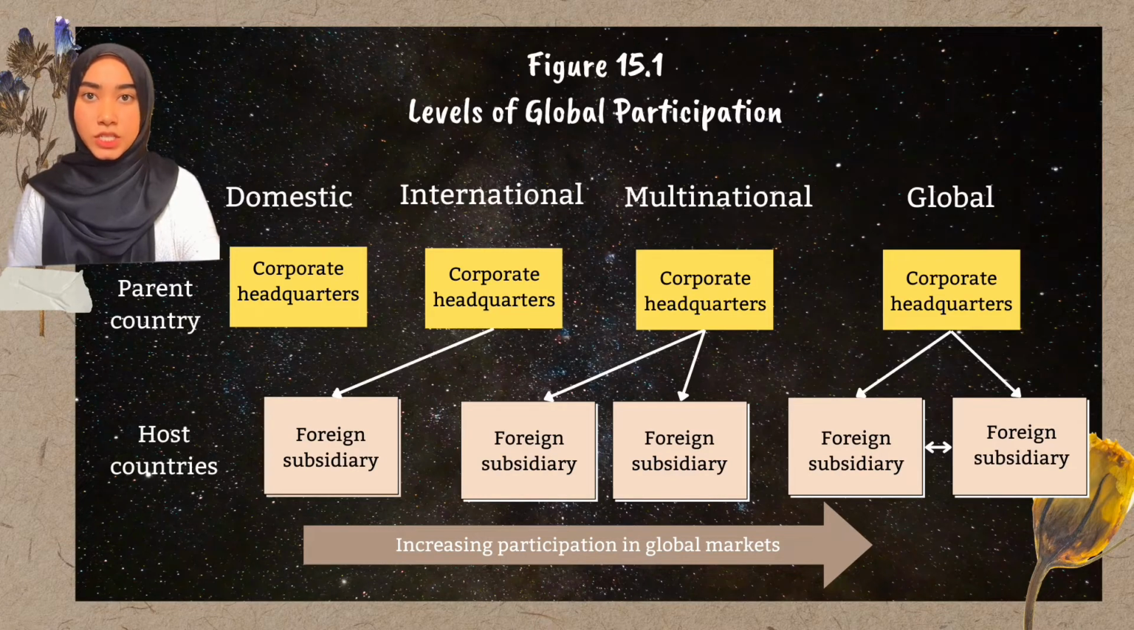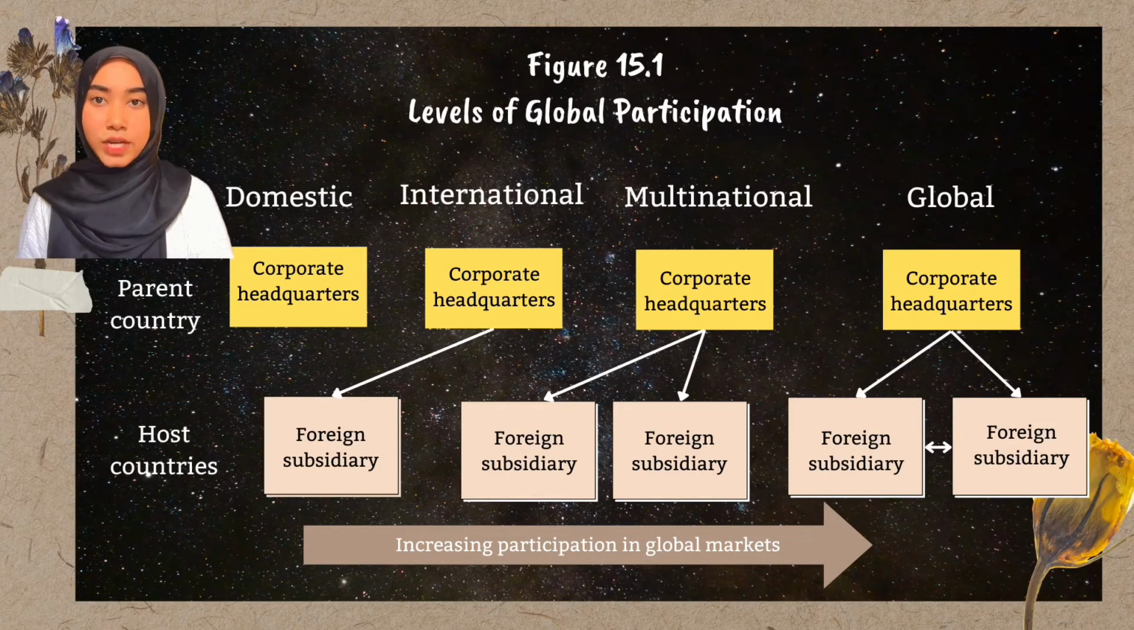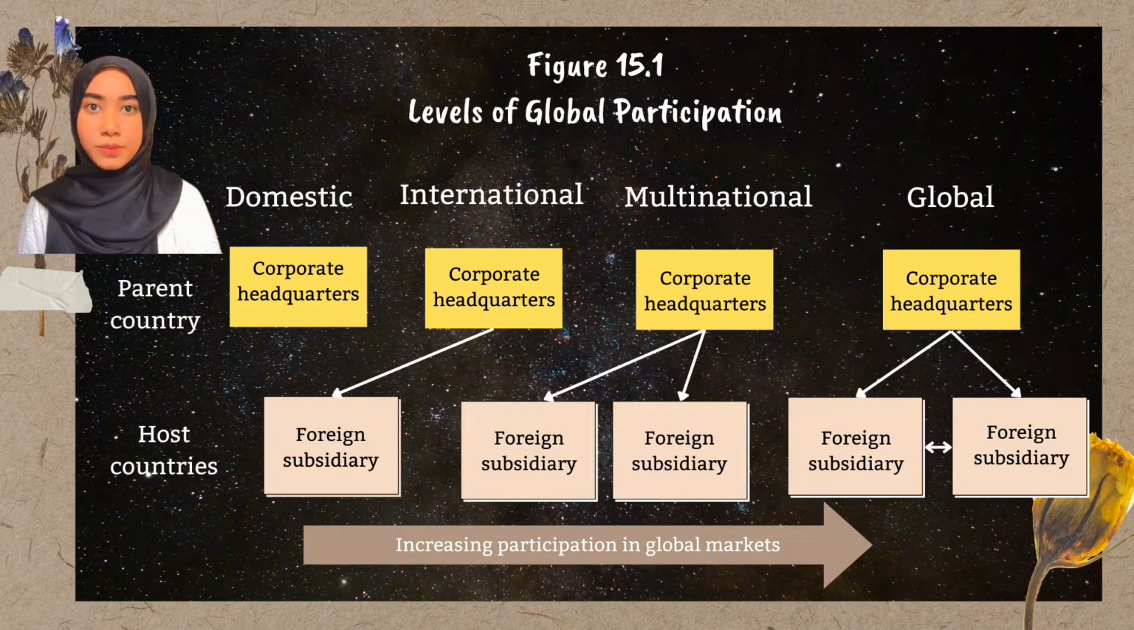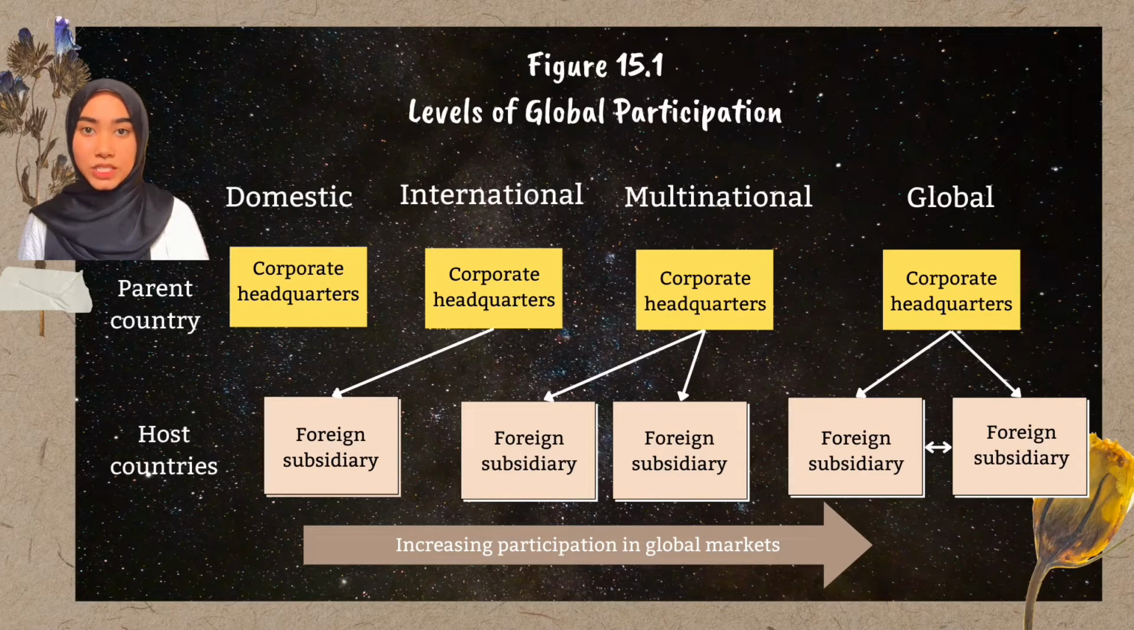International organization: an organization that sets up one or a few facilities in one or a few foreign countries. Multinational company: an organization that builds facilities in a number of different countries in an effort to minimize production and distribution costs. An organization that chooses to locate a facility based on its ability to operate effectively. And finally, a global organization.